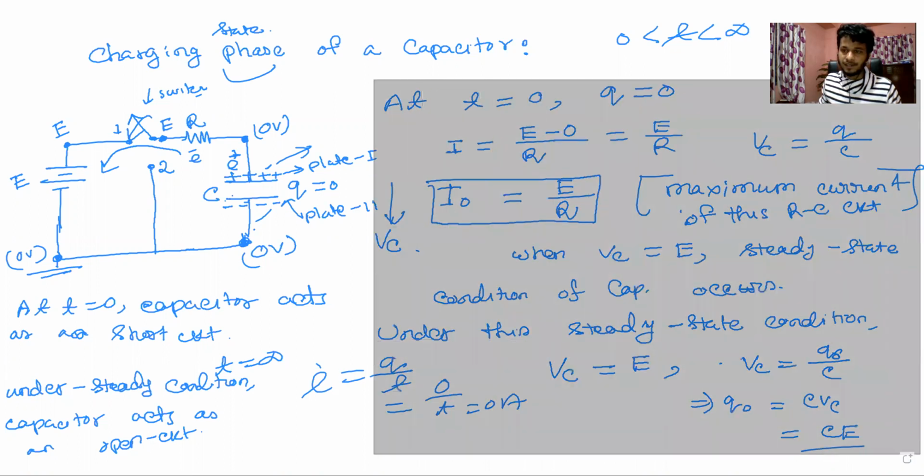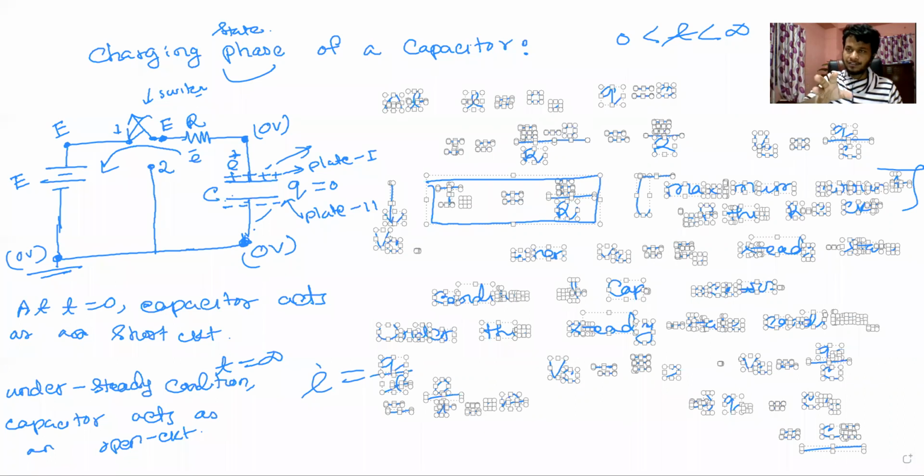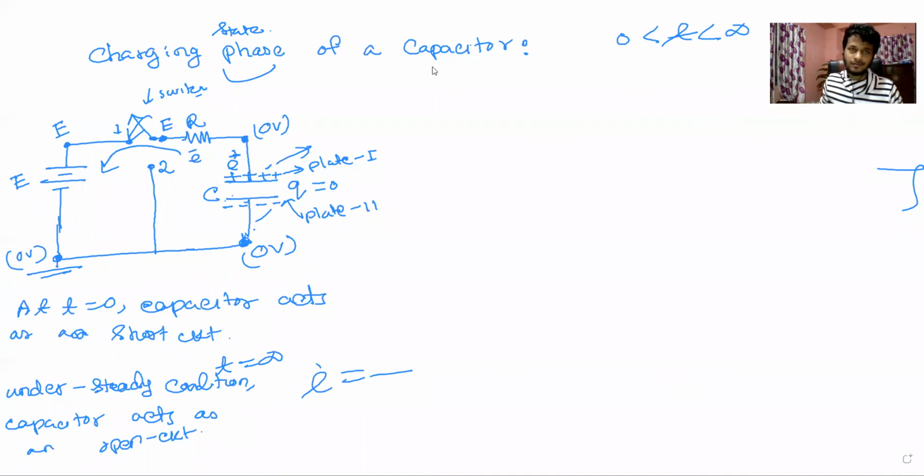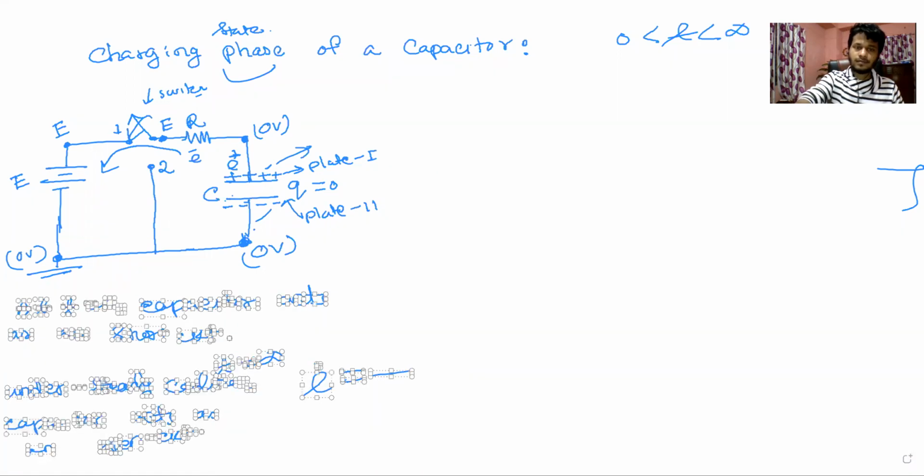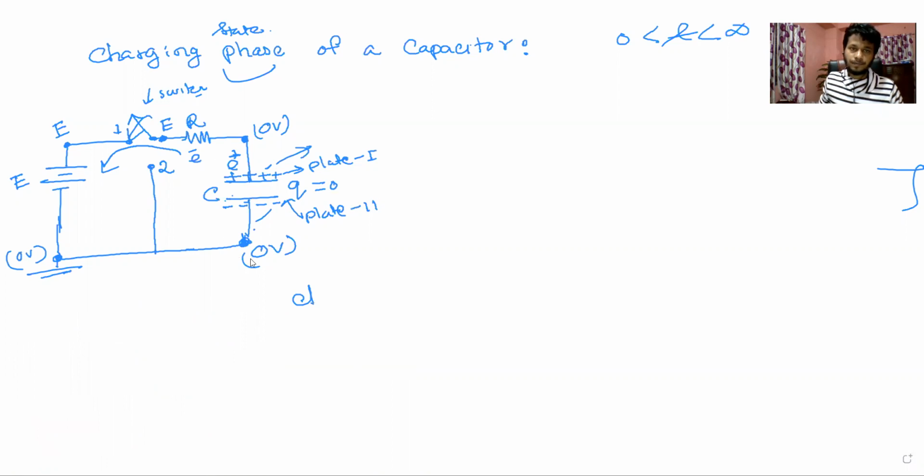Now let me erase this part. Fine. So I think you have noted these things down, right? Because you have to help me. Can you understand this part, or does it look so messy? I think it can be understood, right? Plate 1, plate 2, Q equals 0, E, R. Okay, you can understand, right?